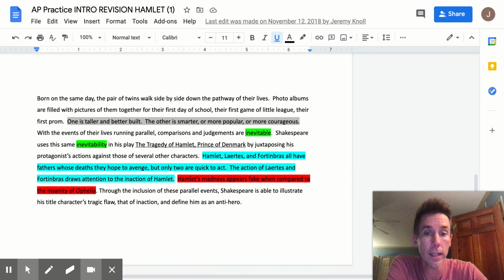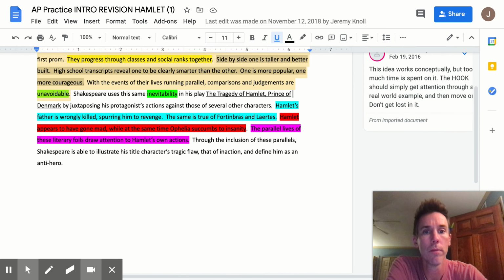So I've gone and refined that. And I've said, Hamlet, Laertes, and Fortinbras all have fathers whose deaths they hope to avenge. That's true. But only two are quick to act. That's much more directly what I'm trying to say. The action of Laertes and Fortinbras draws attention to the inaction of Hamlet. That is an infinitely better progression than what I had there the first time.